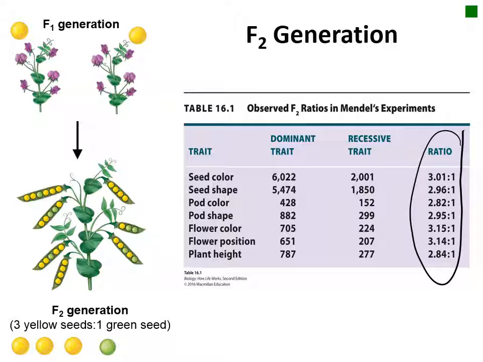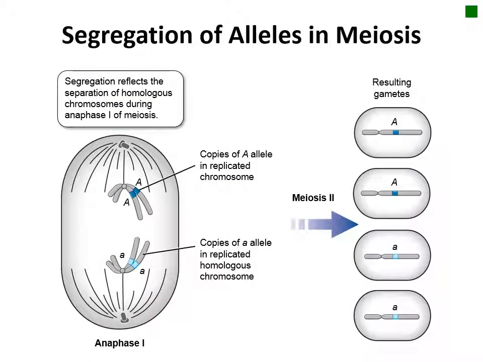Mendel used this data to develop his principle of segregation. The principle of segregation states that individuals inherit 2 copies of each gene, one from the mother and one from the father. And when individuals form reproductive cells, the 2 copies, or alleles, separate equally into the egg or sperm. The segregation of alleles reflects the separation of maternal and paternal chromosomes in meiosis I, when the homologous chromosomes separate in anaphase I, and each chromosome goes to a different pole, eventually entering separate gametes.